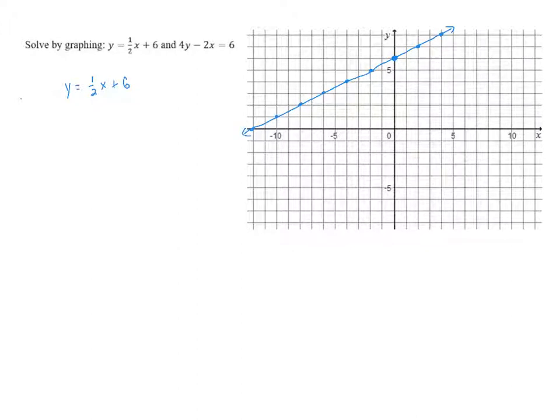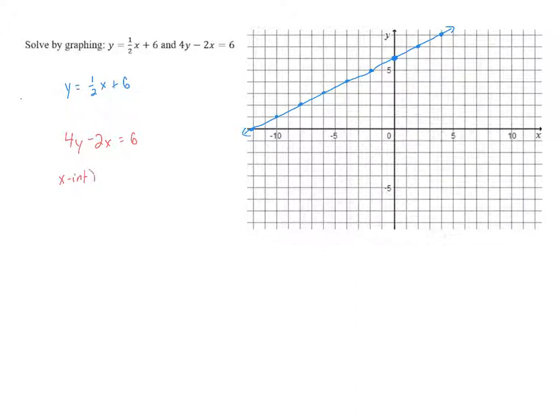Now the other equation, 4y minus 2x equals 6, is not in slope-intercept form. We could put it in slope-intercept form, or we could use the intercept method. Really, either way works. Let's use the intercept method. I'm always in support of students getting more practice with that.